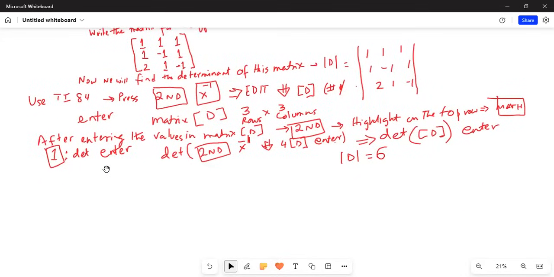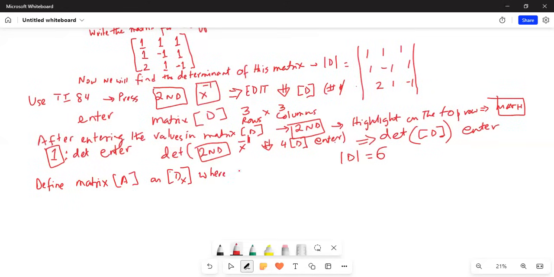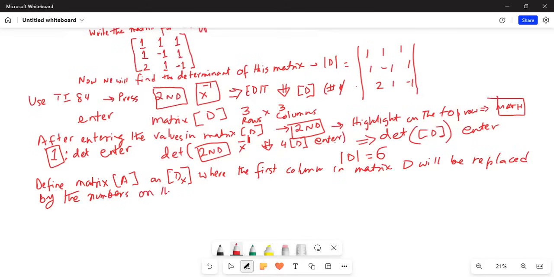So define matrix A as, actually it is Dx by Cramer's rule, where the first column in matrix D will be replaced by the numbers on the right hand side of the equal to sign.